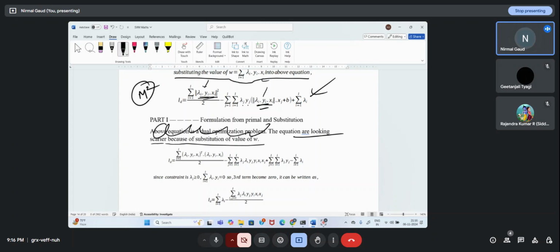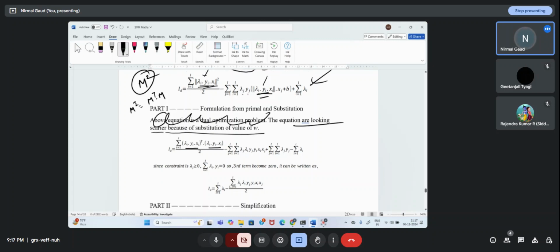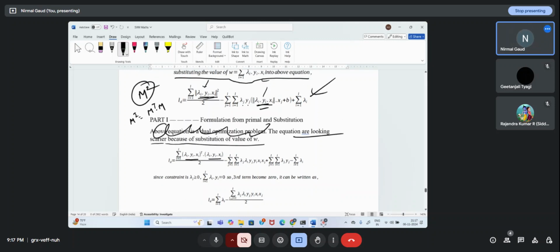And we have studied previously that a matrix square can be written as the matrix transpose multiplied by the matrix. Same thing they have done: the transpose multiplied by itself. Then here also the multiplication has been done.